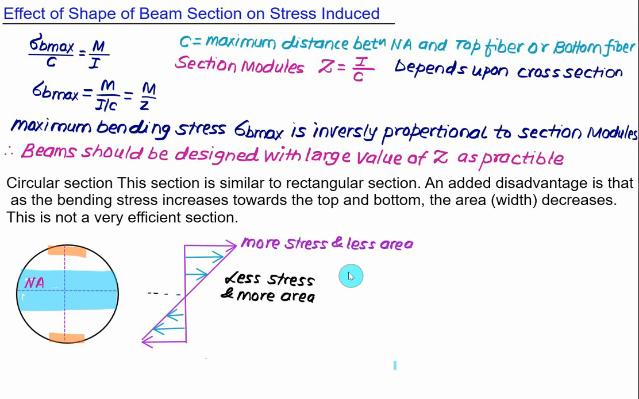So where we have more stress, at that time in a circular section we have less area. So this section is almost similar to the rectangular section, and we have an added disadvantage that as the bending stress increases towards the top and bottom, the area, that is the width, is decreasing. This is not a very efficient section, so this section you have to avoid while designing the beam.